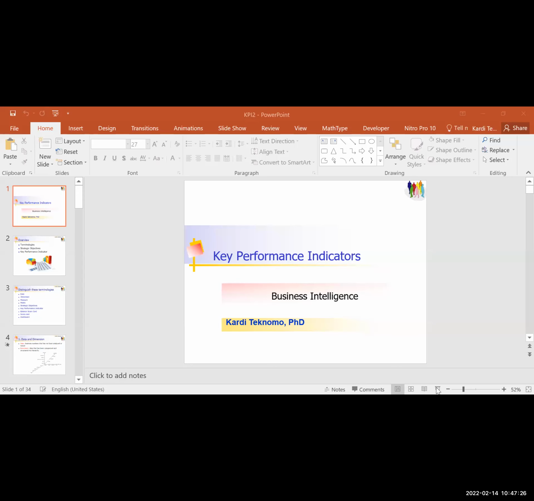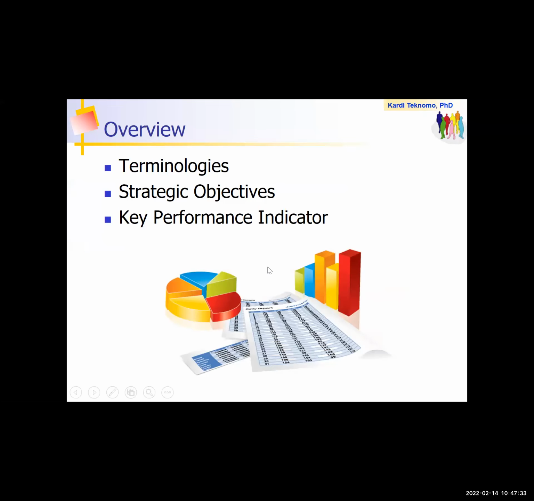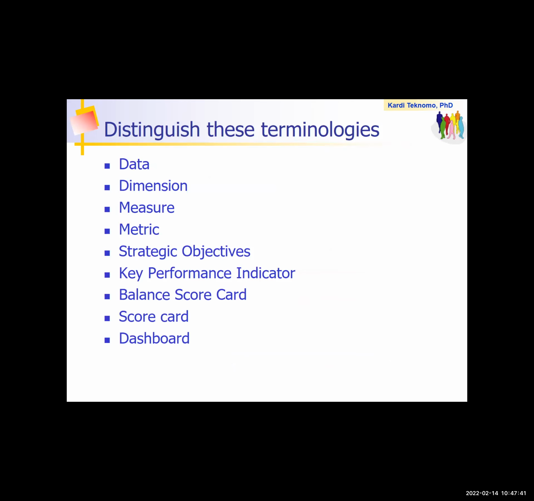Again, my goal here is to explain the terminology. So what is SO, strategic objective? What is KPI or key performance indicator? That's all. So please distinguish this terminology. So what is the meaning of data?